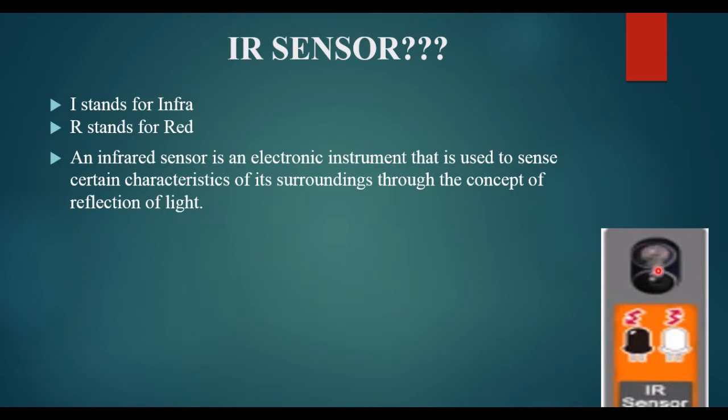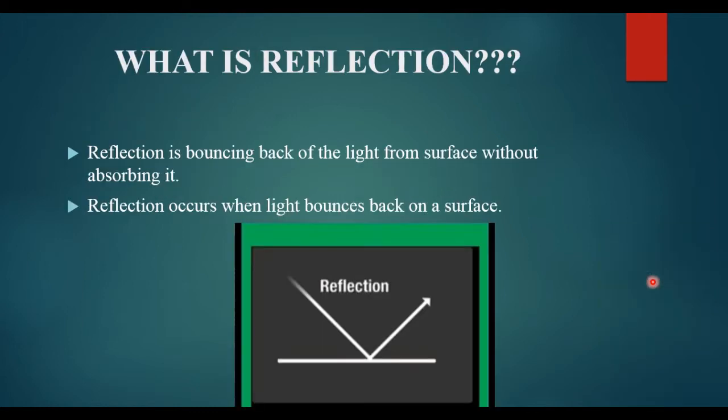The white thing helps to reflect the light and the black thing helps to absorb the light. The IR sensor mainly works on the principle of reflection of light. The white one reflects the light and the black one absorbs the light.